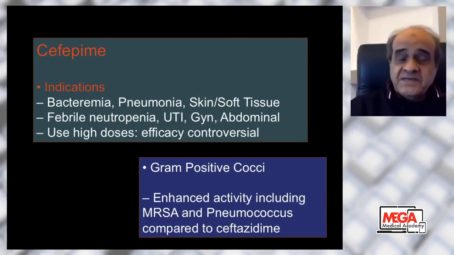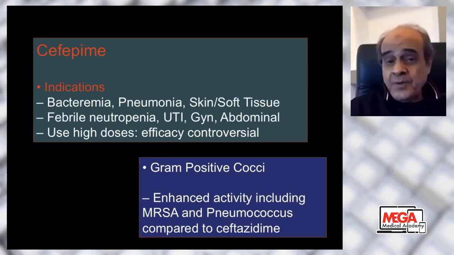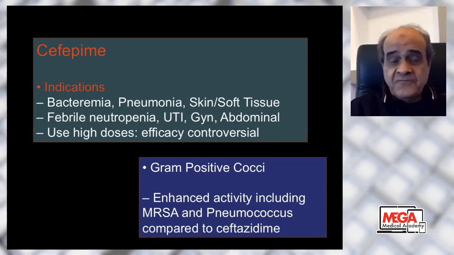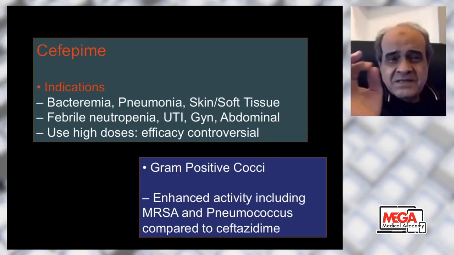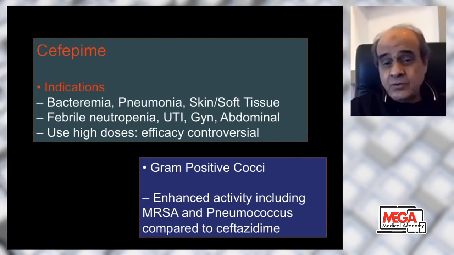A short note about cefepime and ceftazidime. Cefepime is indicated in bacteremia, pneumonia, skin and soft tissue infection, febrile neutropenic patients, urinary tract infection, gynecological infection, and abdominal infection. Use a high dose to get efficacy, really. It needs at least 2 grams every 8 hours IV in adult patients. It can cover both gram-positive and gram-negative organisms, with enhanced gram-positive activity, including MRSA and pneumococcus, compared to ceftazidime.